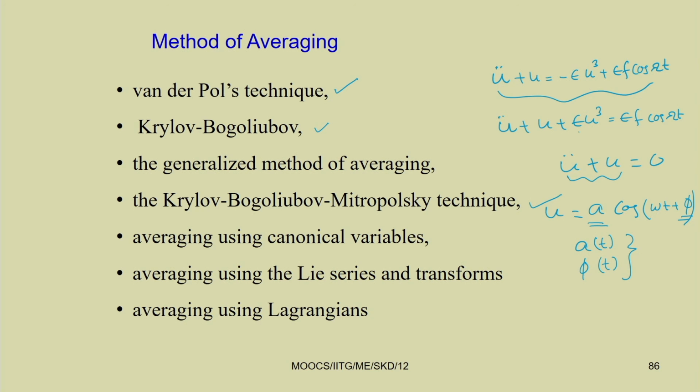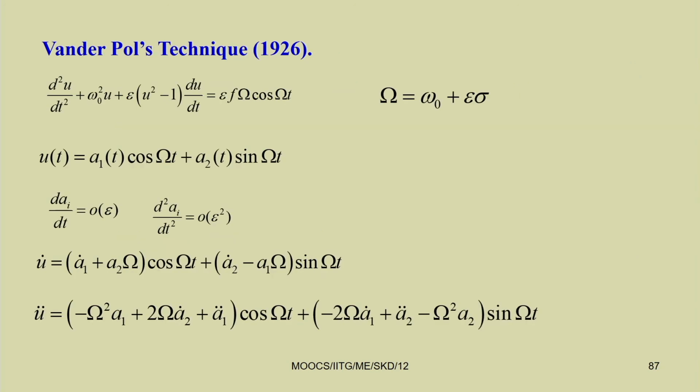So, let us take the example of a van der Pol equation and see how it can be solved. This van der Pol technique was solved in 1926. The van der Pol equation, I already told you, can be written in this form, that is d square u by dt square plus omega 0 square u plus epsilon into u square minus 1 du by dt equal to epsilon f omega cos omega t. So, in this case, by substituting epsilon equal to 0, these two terms will not be there.